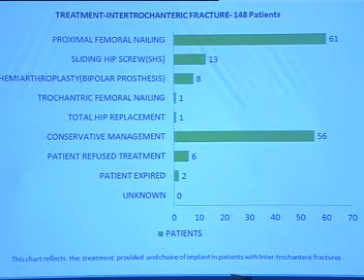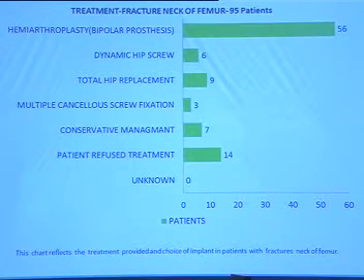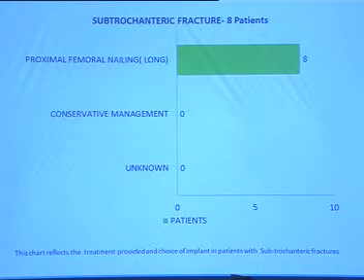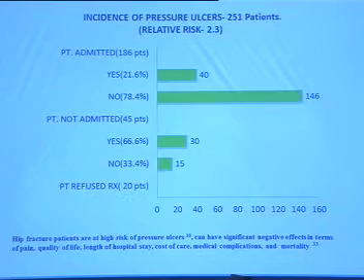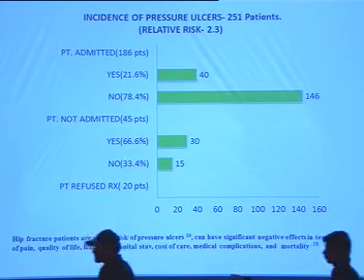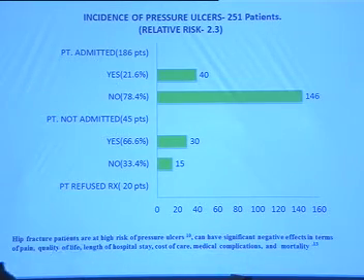In 148 intertrochanteric fractures, proximal femoral nailing was preferred. In neck of femur, hemiarthroplasty in 56 patients was preferred. Subtrochanteric, 8 patients, all operated with long proximal femoral nail. Incidence of pressure ulcers, relative risk 2.3: in patients admitted, 21.6% developed pressure sore, in those not admitted, 66.6%.